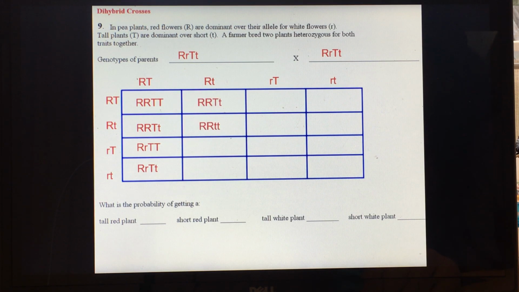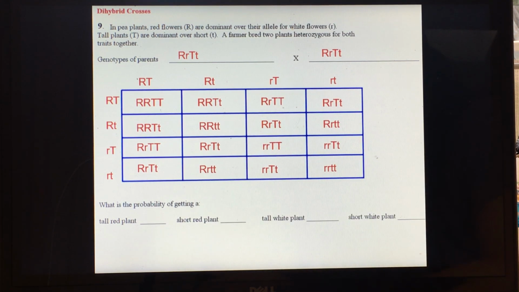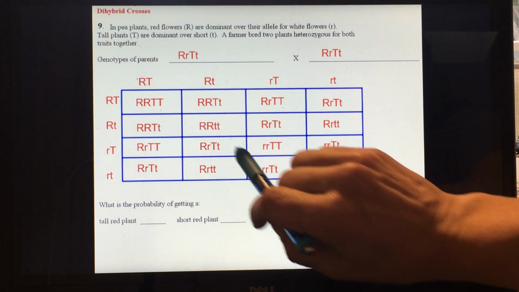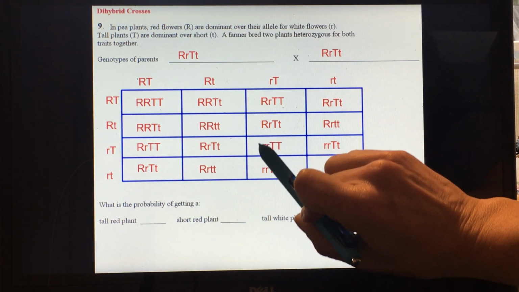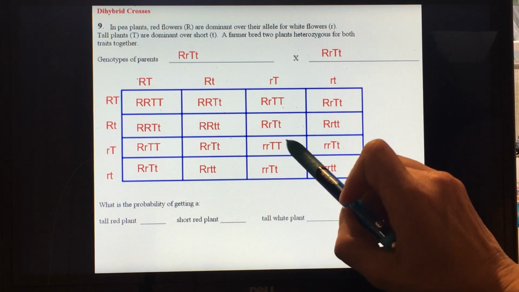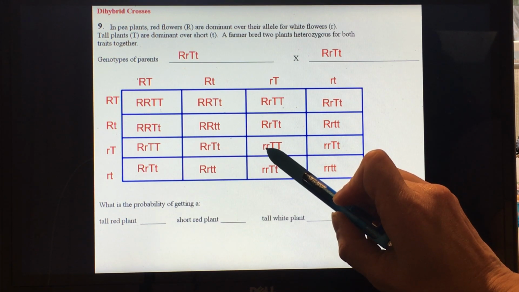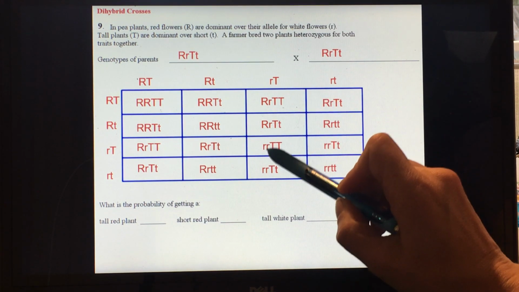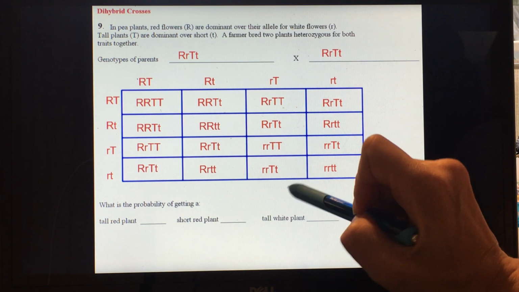Then filling this in is not difficult. It can be a little bit tedious though. You keep your R's together and your T's together. It wouldn't matter if you started with T's first and then did your R's, so long as you're consistent throughout. If you notice here, people always look at this and say, well, wait a second, I thought you put the dominant alleles first. But remember, these T's are not dominant to the R's. So if you started off putting your R's first, you just keep your R's first.